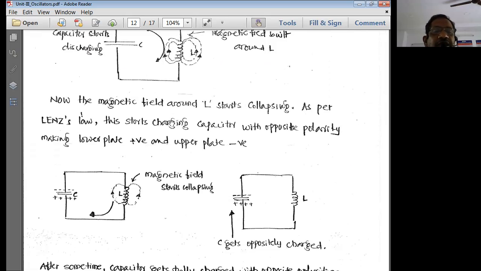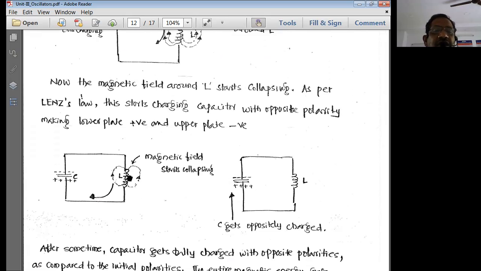Okay. So after this, what happens? The inductor starts collapsing its field. It starts decreasing the energy stored inside the inductor. So while the inductor is discharging, the capacitor starts charging. What is the polarity of the capacitor now? While it is charging, this plate becomes positive and this plate becomes negative. After the capacitor charges fully, it is going to discharge in the opposite direction. Then the upper plate becomes more positive and the lower plate becomes more negative.